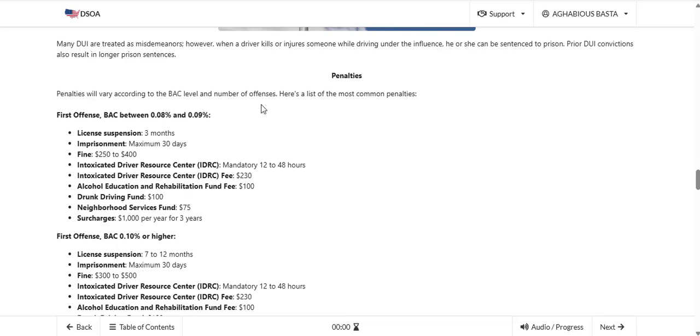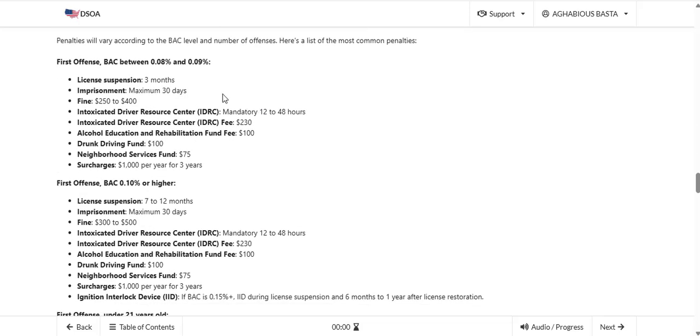First offense, BAC between 0.08% and 0.09%: license suspension, 3 months; imprisonment, maximum 30 days; fine, $250 to $400; Intoxicated Driver Resource Center, IDRC, mandatory 12 to 48 hours; IDRC fee, $230; Alcohol Education and Rehabilitation Fund fee, $100; Drunk Driving Fund, $100; Neighborhood Services Fund, $75; surcharges, $1,000 per year for 3 years.